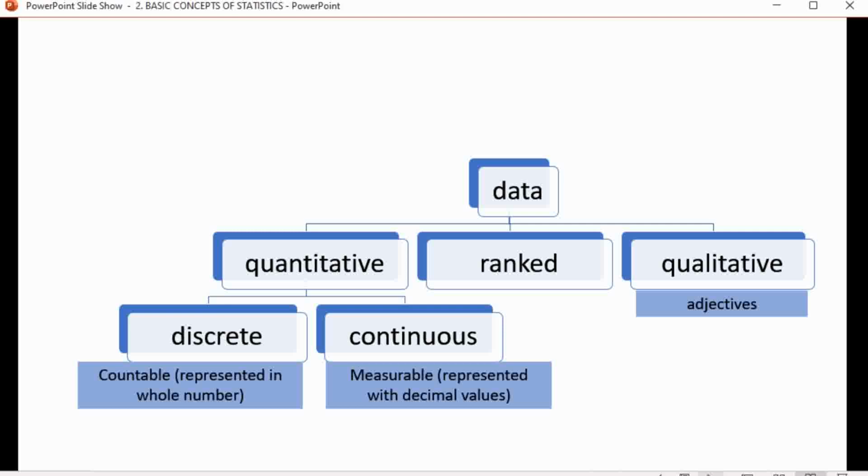To summarize, we have the following. So data can be differentiated into quantitative, ranked, qualitative. Qualitative, most often, they are adjectives, words. Quantitative can be divided into two. There is discrete, and we also have continuous. For discrete, it is countable. For continuous, it is measurable. So we can welcome decimal values here.